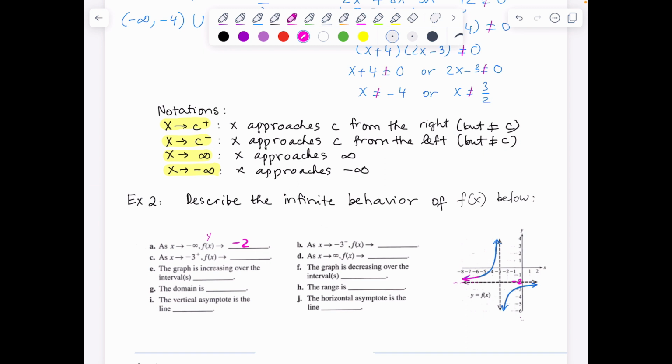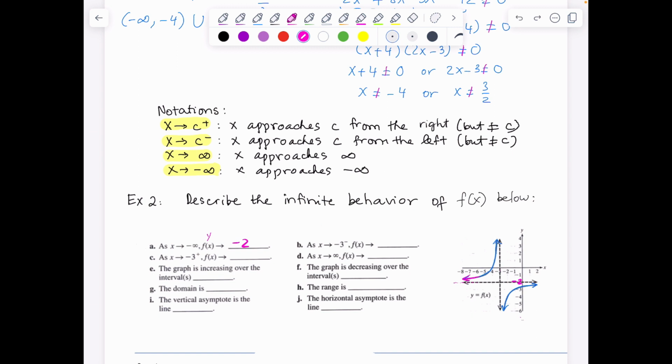Okay, part B, as x approaches -3, and that minus sign at the top there, that means from the left. So x approaches -3 from the left. Okay, so first let's find where x equals -3 is. So that's going to be this value right here. That's where x is equal to -3. I'm going to erase it so it doesn't look too busy, but keep in mind that's where -3 is.